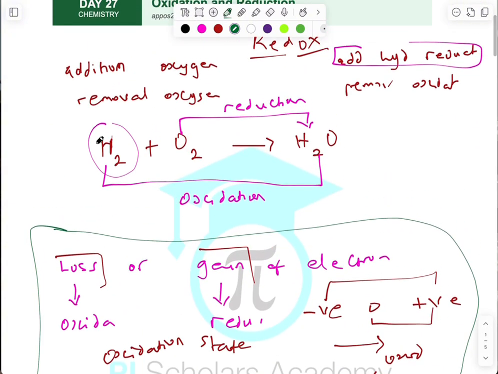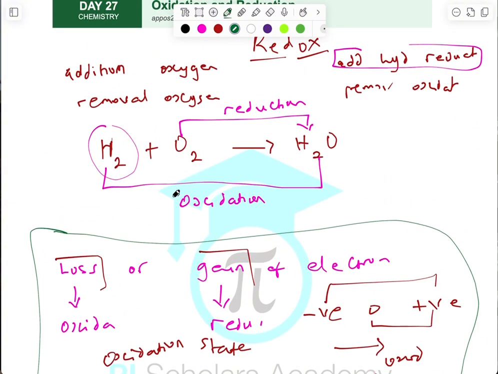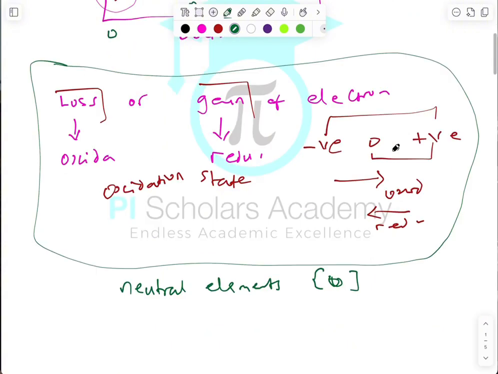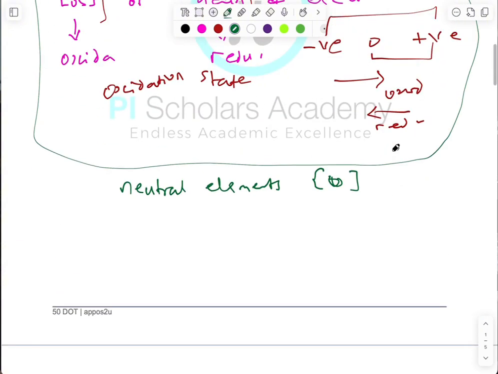A neutral element, like hydrogen gas, is existing in its neutral state as a diatomic element, and oxygen gas is also existing as a diatomic element. So therefore, their oxidation states are both zero. Anytime you pick any element in its natural state, not combining with anything, not forming a compound, its oxidation state is zero.